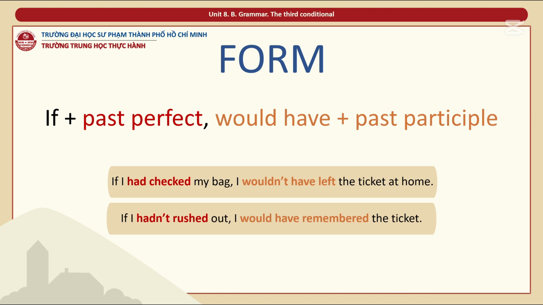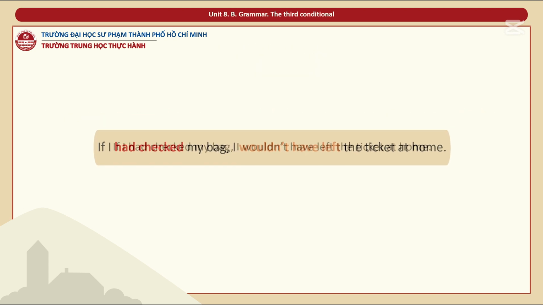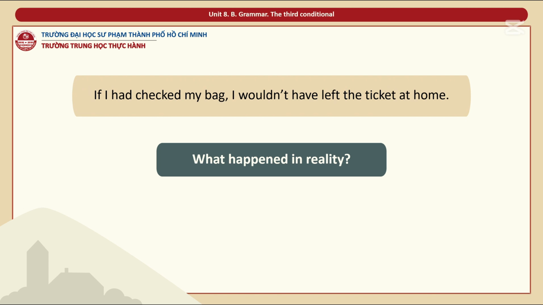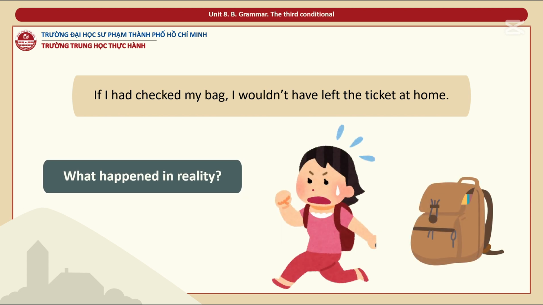Now, read this example again. If I had checked my bag, I wouldn't have left the ticket at home. And could you please remind me of what happened in reality? Did I leave my ticket at home, or did I check my bag? Very good. I neither checked my bag nor brought the ticket with me.